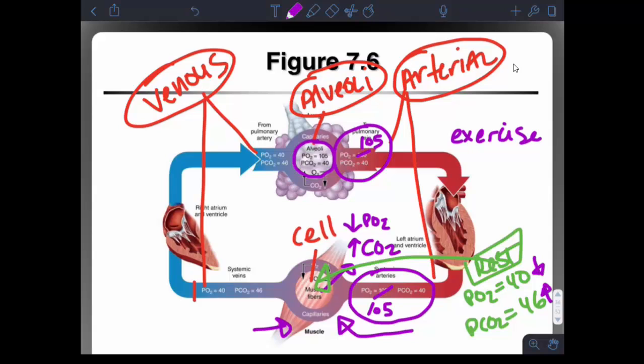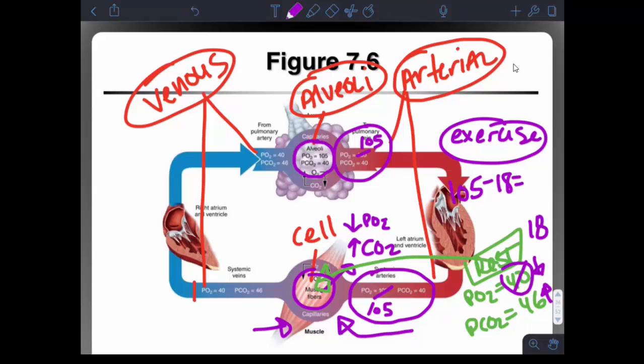PO2 is going to drop, and it's going to drop more with higher levels or higher intensities of exercise, because as you do more work and you need more ATP, you're going to use more oxygen. So we see that the PO2 in the muscle cells can drop as low as 18 with exercise. Okay. So if we drop the PO2 in the muscle cell to 18, PO2 coming into the cell is still 105, so P1 is still 105, but P2, instead of being 40, P2 is 18.